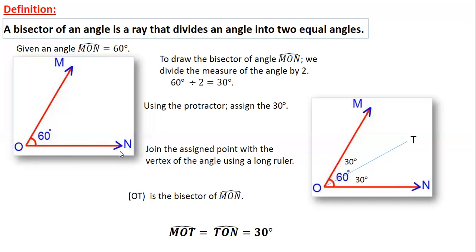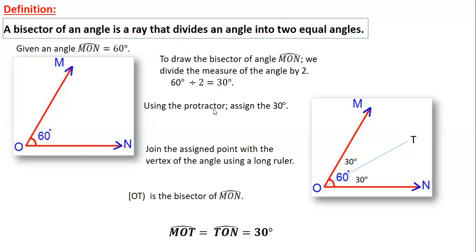on draft. Now, to draw the bisector of angle MON, we divide the measure of the angle by 2. Why? Because this is said in the definition. The bisector divides an angle into 2 angles. Because they are equal, we divide the given measure of the angle by 2. So I write 60 degrees divided by 2, it is equal to 30 degrees.